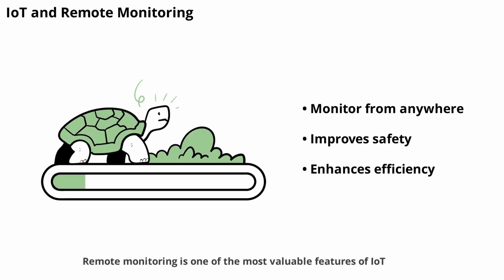Remote monitoring is one of the most valuable features of IoT. Whether it's checking on your home while you're away or monitoring industrial equipment from a central location, IoT makes it possible to stay informed and in control from anywhere. This capability improves safety, efficiency, and peace of mind.